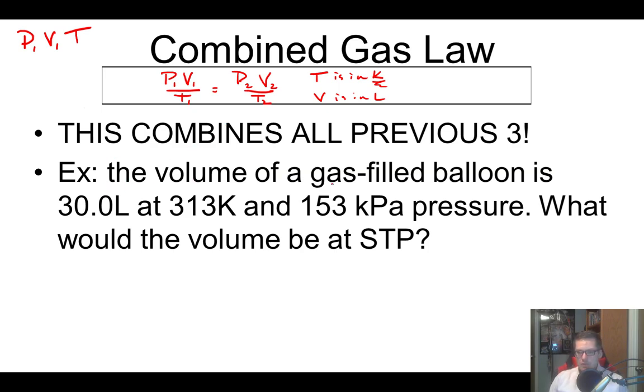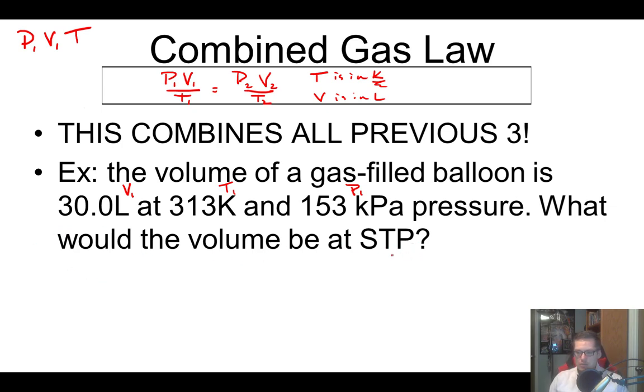The volume of a gas-filled balloon is 30 liters at 313 Kelvin, 153 kPa pressure. So this would be V1, and this would be temperature 1, because it's in Kelvin, and this would be pressure 1. And then it says, what would the volume be at STP?